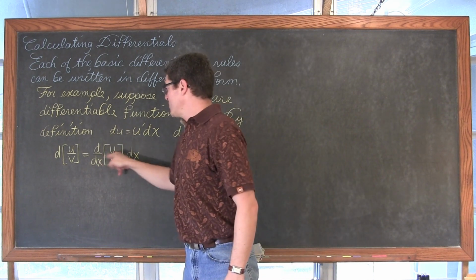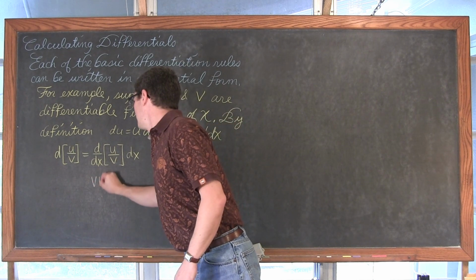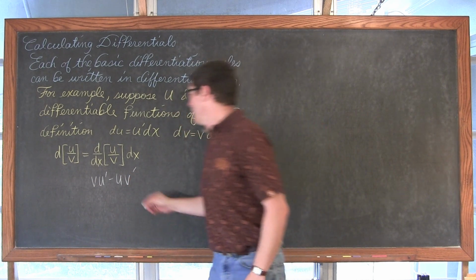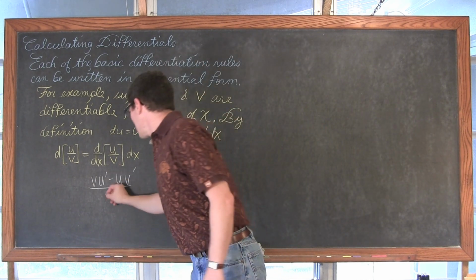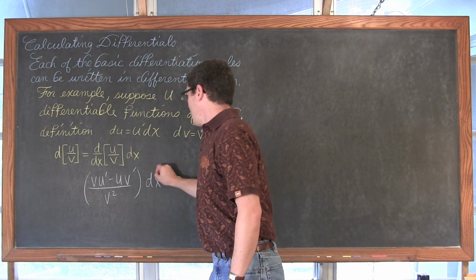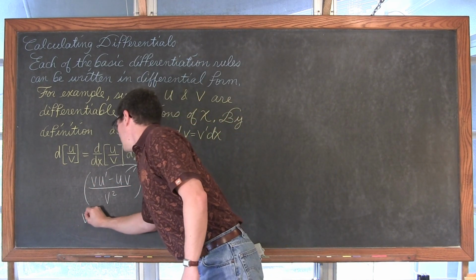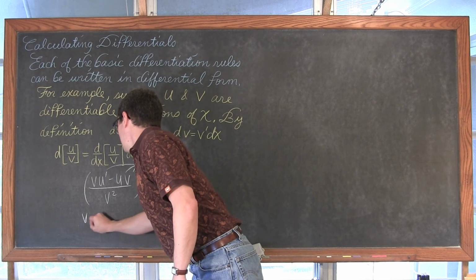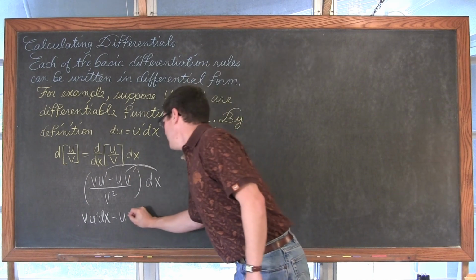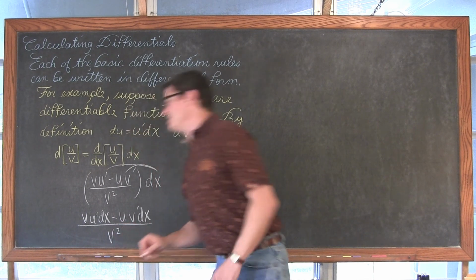Well, the derivative with respect to x of this quotient is going to be the denominator times the derivative of the numerator, minus the numerator times the derivative of the denominator. That is going to be over the denominator squared, of course. Now we're going to take this dx and distribute it through the parentheses, and we're going to get v u prime dx minus u v prime dx over v squared.